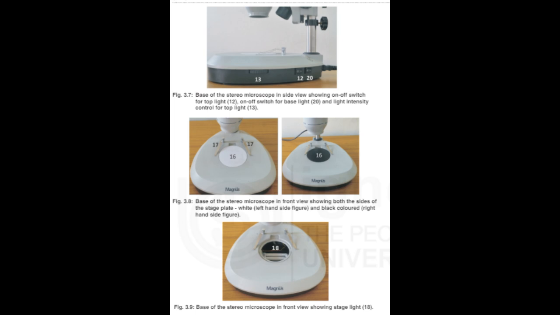The stage light may be a CFL tube or LED, light emitting diode. The latter are increasingly being used in newer models because of their high energy efficiency and the ability to produce a spectrum of colors of light that are helpful in the study of biological specimens.